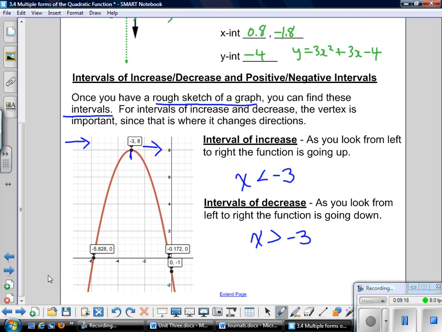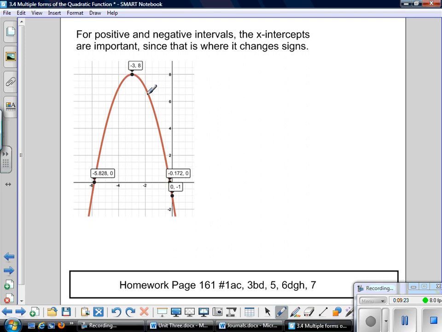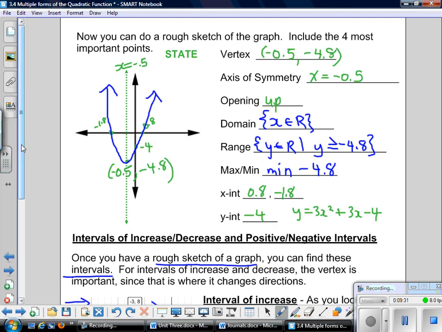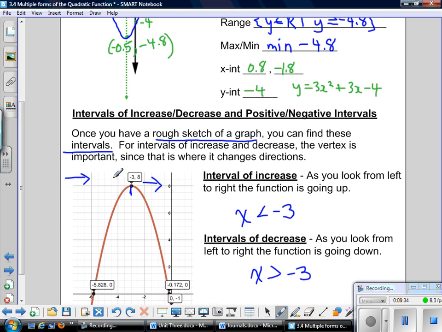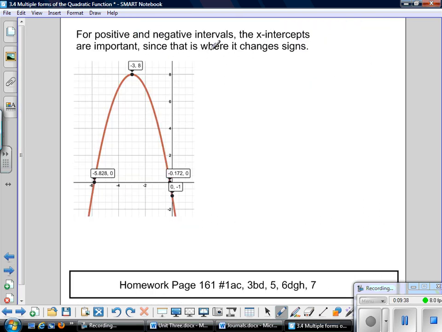Okay, now next page. And we didn't need to do a mute or anything like that. All right, the next one, same kind of thing. For positive and negative intervals, the x-intercepts are important. Okay, so when we're talking about increase and decrease, we're concerned about the vertex. If we're talking about positive and negative intervals, the x-intercepts are the important things. And you can see that they're actually put there. So positive, and I'm just going to switch to my writing pen again.